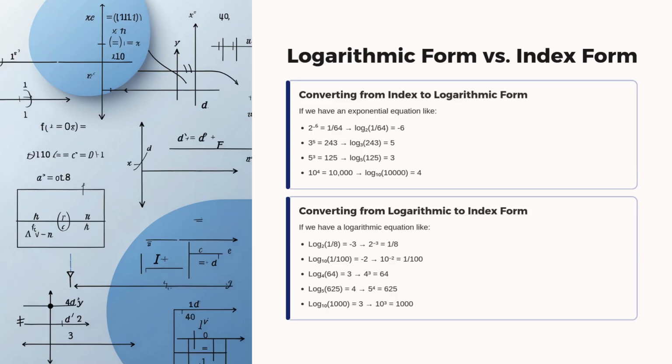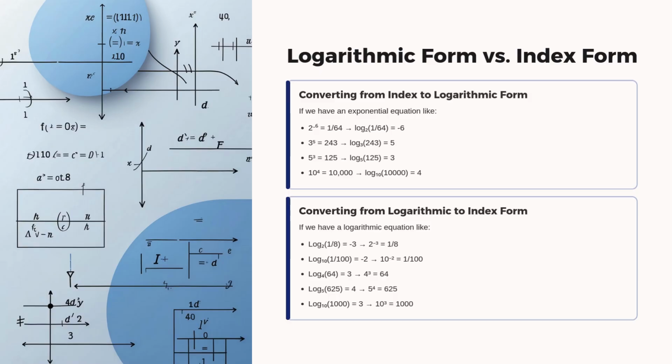If we have a logarithmic equation like log base 2 of 1 over 8 equals -3, therefore, 2 raised to the power of -3 equals 1 over 8. Log base 10 of 1 over 100 equals -2. Therefore, 10 raised to the power of -2 equals 1 over 100. Log base 4 of 64 equals 3. Therefore, 4 raised to the power of 3 equals 64.